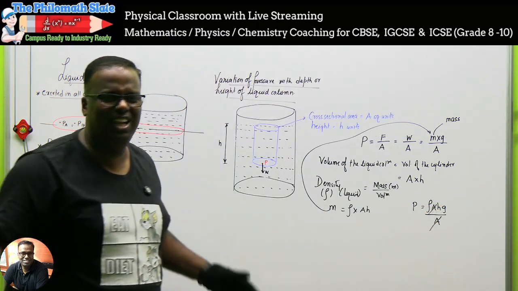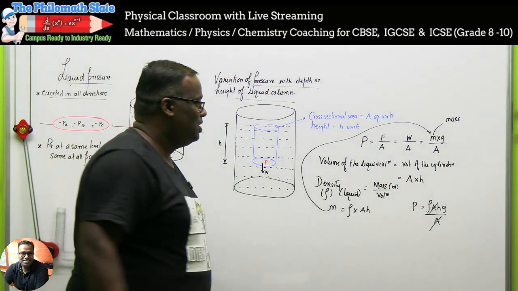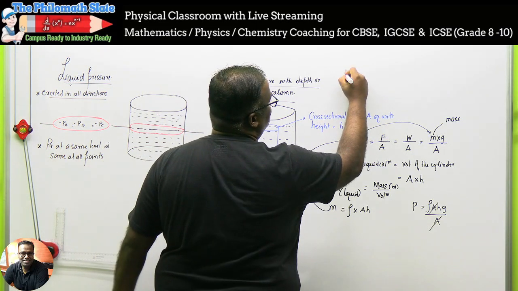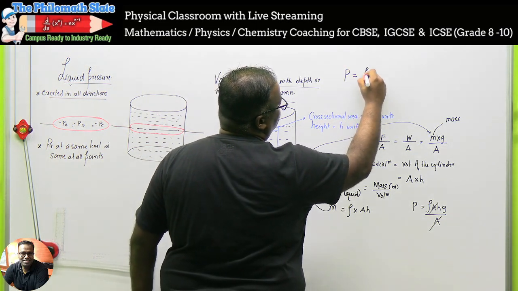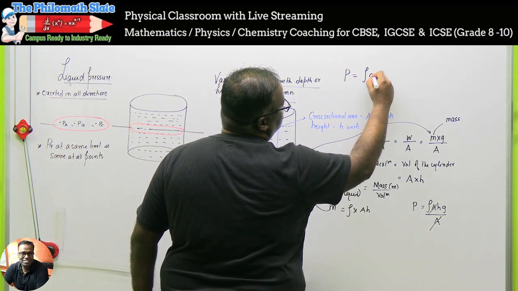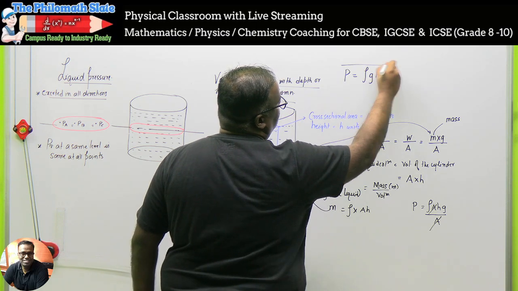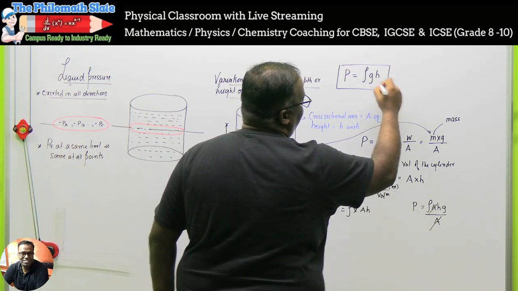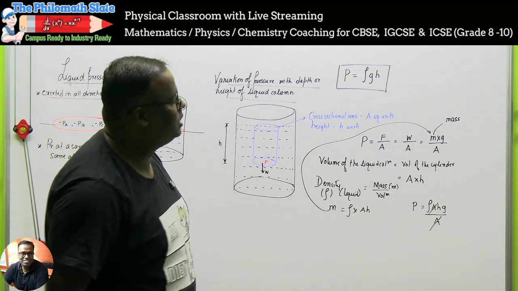Didn't I tell you the A has nothing to do? This is a very, very important relation. Pressure is equal to rho times G times H. Let us try and understand this first, okay? Look at the three quantities out here.